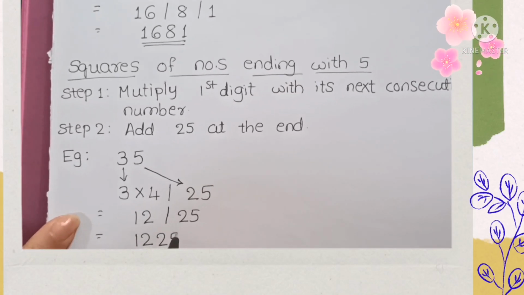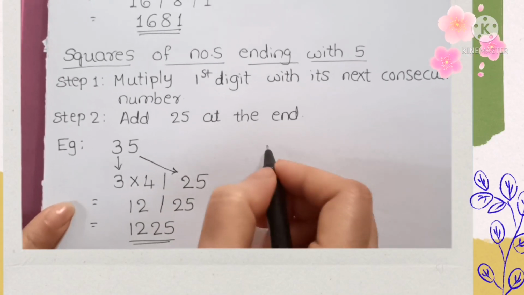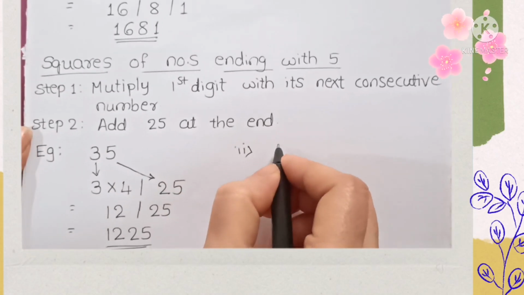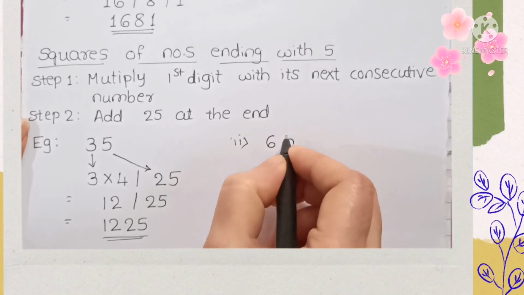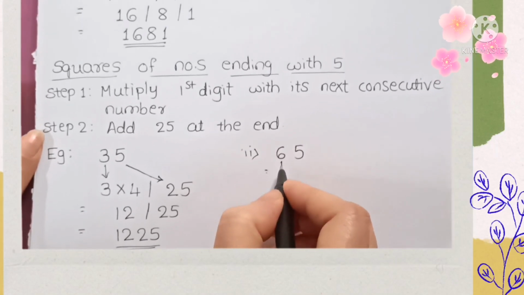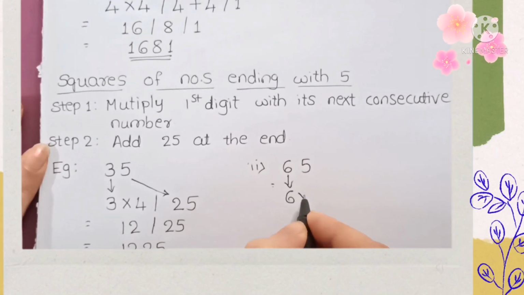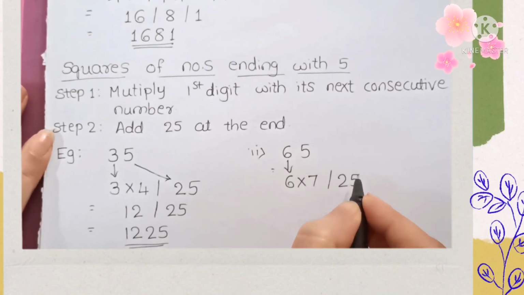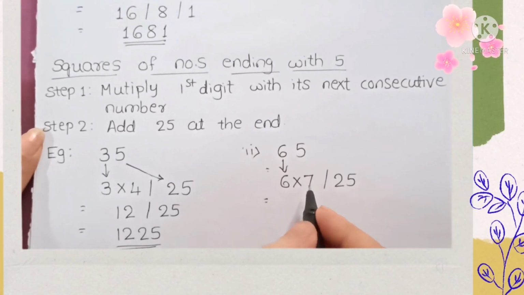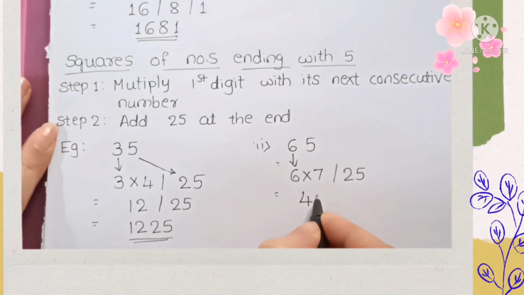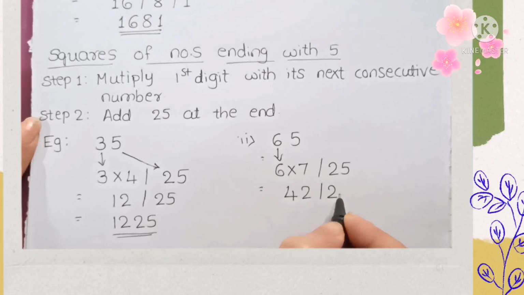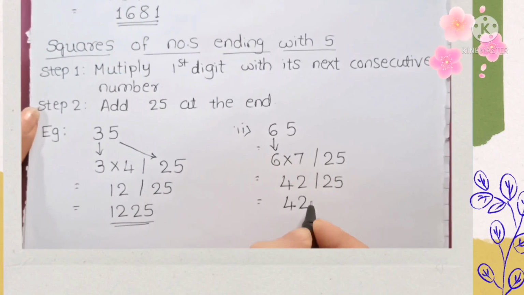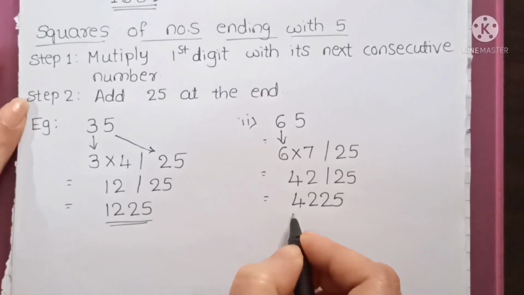So let's take one more example. So this concept will be more understandable and more clear. So our next example is 65. So as we have seen in our previous example, that first we have to multiply the first digit of the number with its next consecutive. So we will do same in this also. So after that, we have to add 25 at the last. So first step answer is 42 and second is 25. So our answer is 4225.